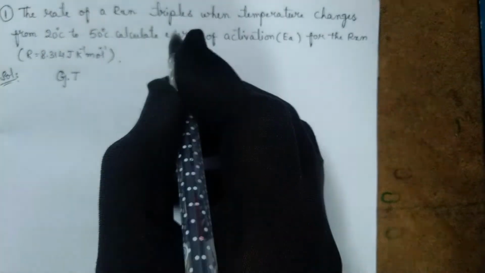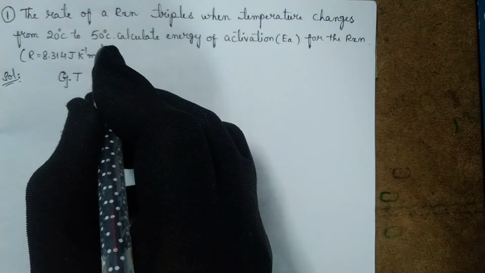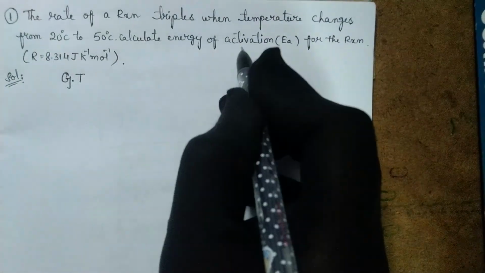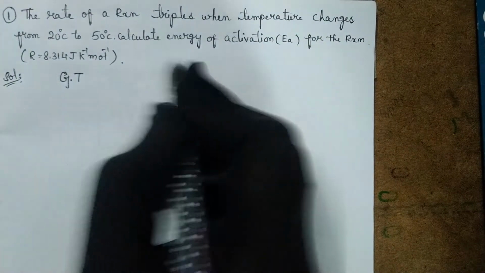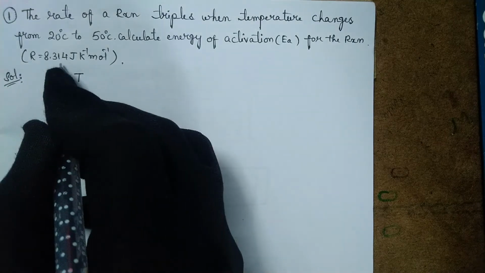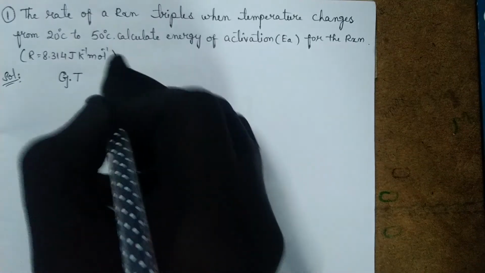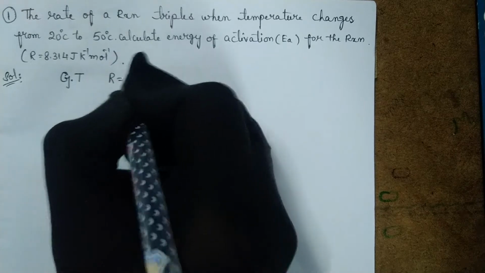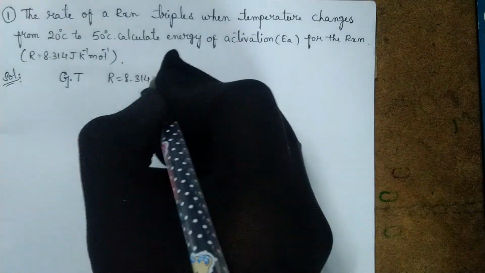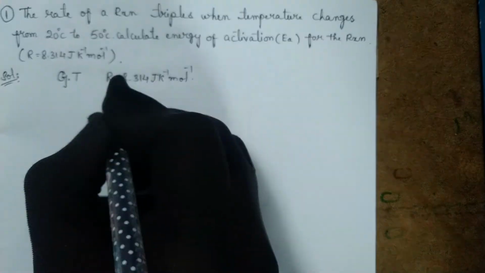The first problem is: the rate of a reaction triples when temperature changes from 20 degrees Celsius to 50 degrees Celsius. Calculate the energy of activation EA for the reaction. The value of R is already given in the question, R is equal to 8.314 joule per Kelvin per mole. So let us solve this problem.